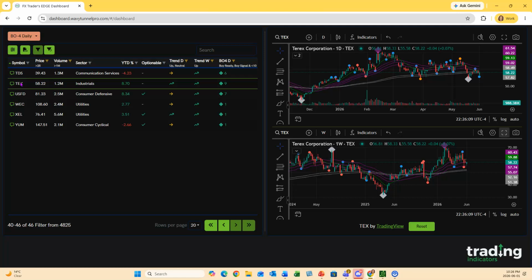Okay. So this was another one, Terex, where we had the ready 9 candles ago, and then we had the signal, and now we're retracing. We're at a significant area of support on the weekly. We can put this on the watch list.